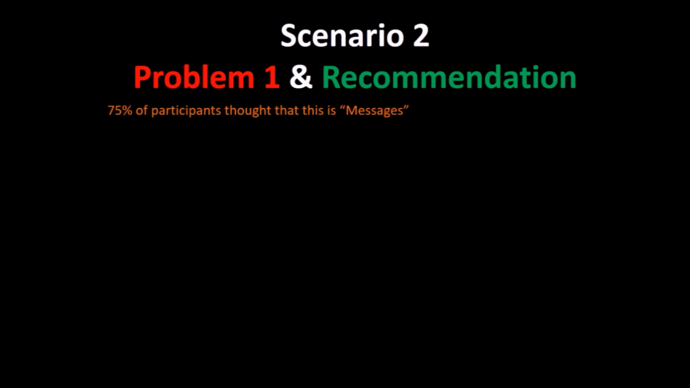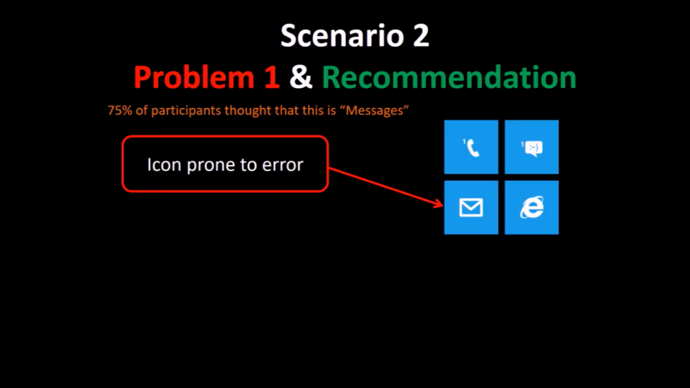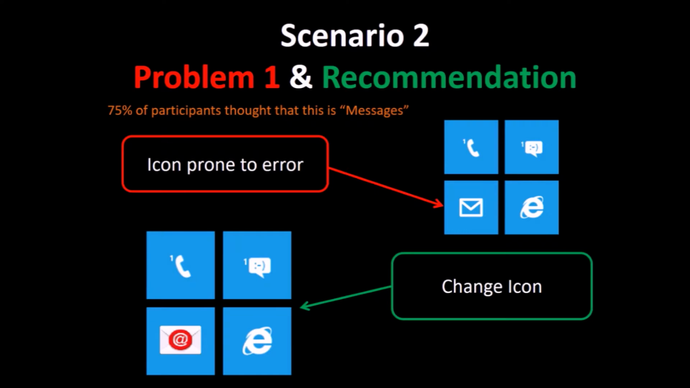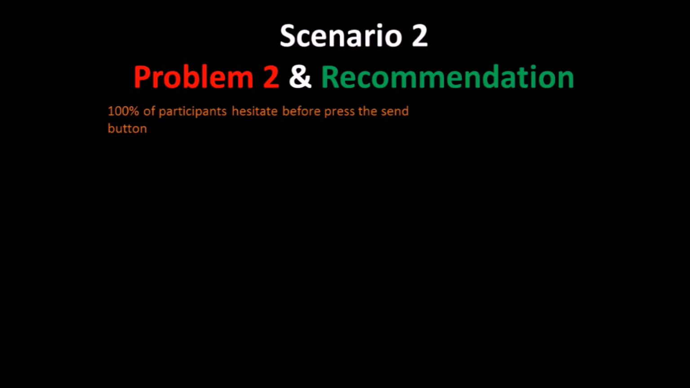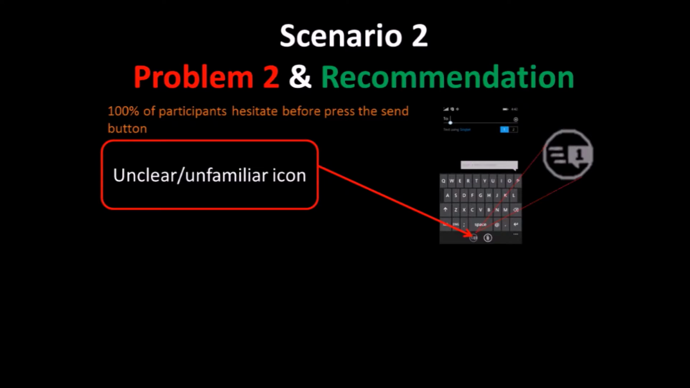Problem 1. 75% of our participants thought that the envelope icon represents messengers function. This is because the envelope icon of mail function is confusing participants and prone to error. Hence, our recommendation could be to change the icon of mail function, which is the main reason for the confusion. All our participants hesitated before they pressed the send button, which clearly shows that the send button is unclear or unfamiliar to them.